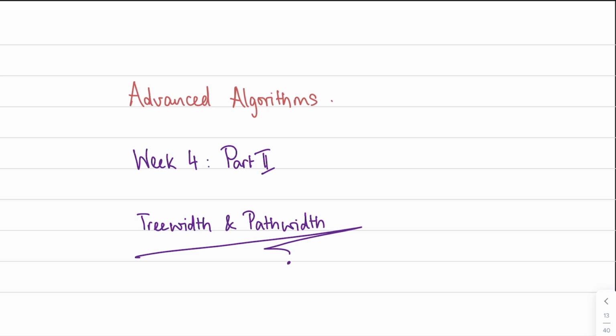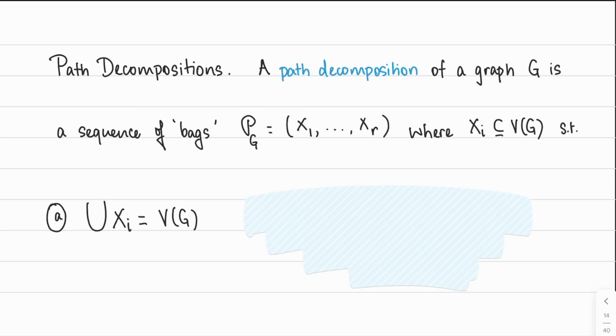So let's start with the definition of what is called a path decomposition, which is an essential tool in defining pathwidth. So a path decomposition for a graph is a sequence of what we will call bags. So bags are just subsets of vertices, okay? So it's a sequence of bags. The sequence is denoted x1, x2, and so on up to xr. And as we just said, each xi is a subset of the vertex set.